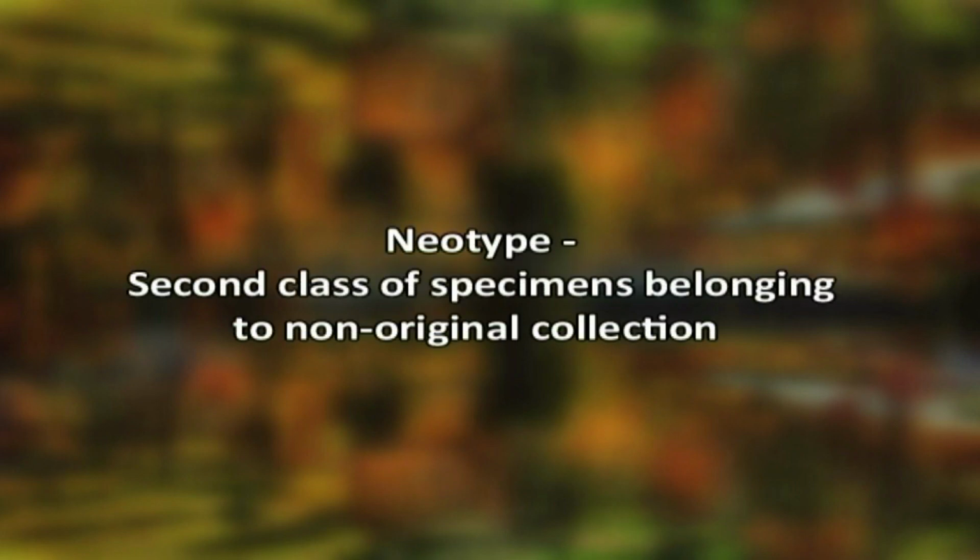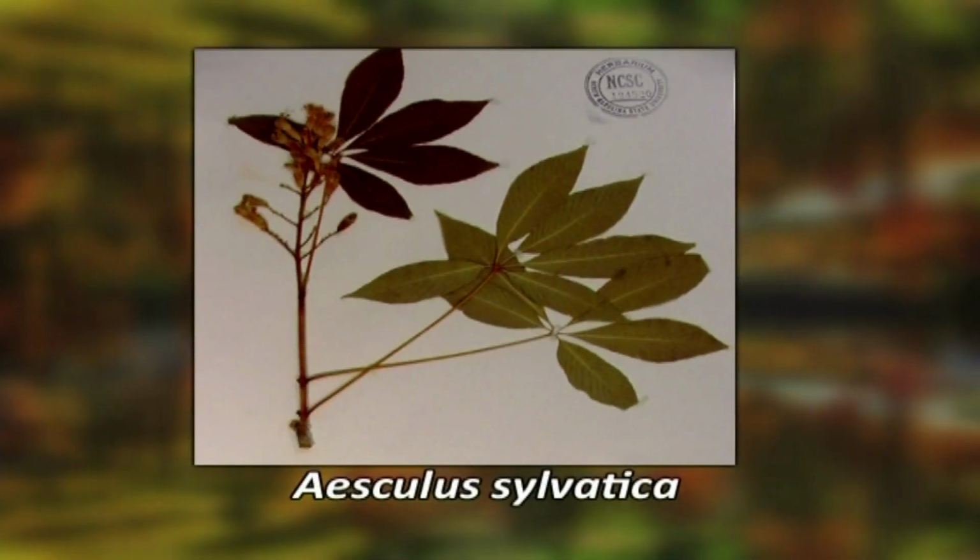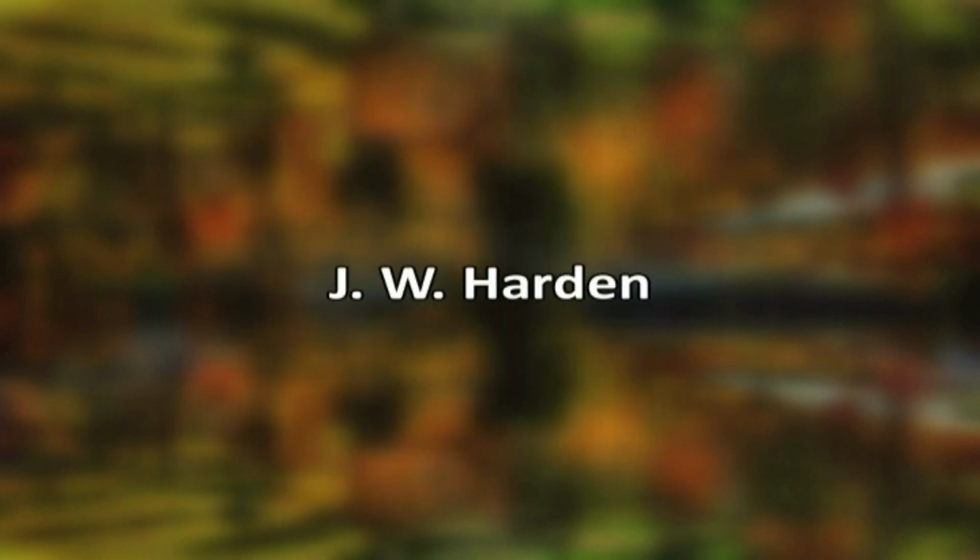A neotype is a second class of specimens belonging to non-original collections that is selected to serve as the type when all of the material on which the name was originally based is missing or absent. For example, the type collection for the name Aesculus sylvatica, representing a neotype, was collected by Hardin in absence of Bartram's collections, who first proposed the name with description only. The specimen has been deposited in the herbarium of the University of Michigan.